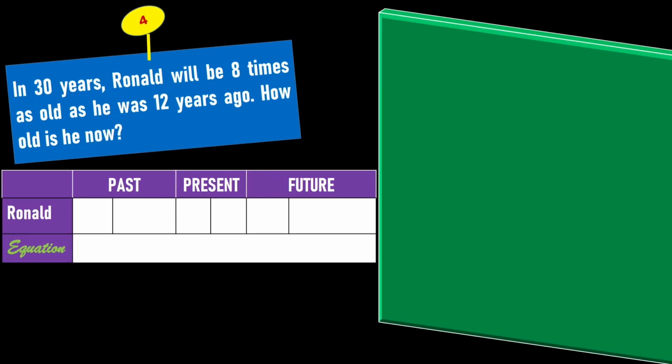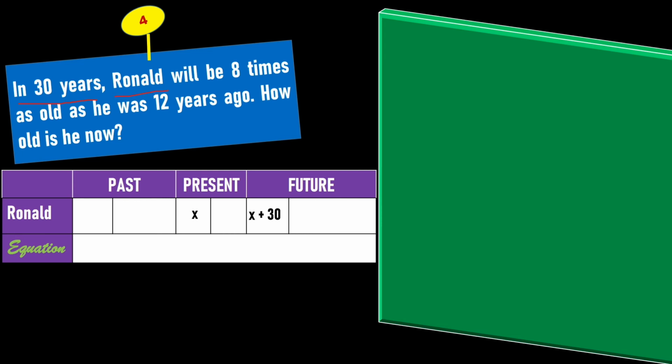In 30 years, Ronald will be 8 times as old as he was 12 years ago. How old is he now? So let X be the present age of Ronald. In 30 years, that means the future. So the age of Ronald in the future is X plus 30.